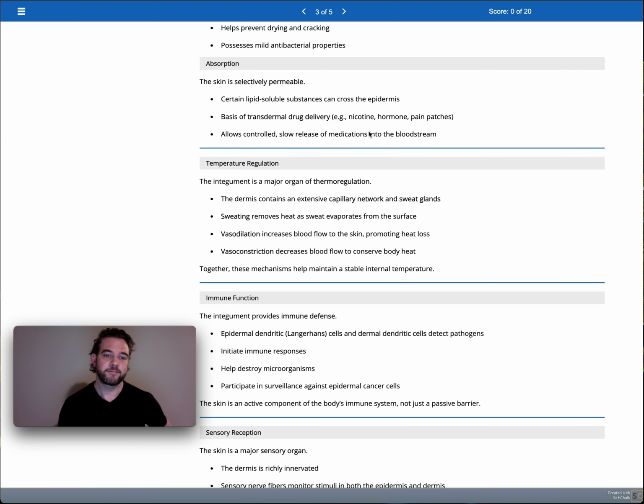So skin is involved in temperature regulation. Again, that's what that sweating is used for. Sweating helps to cool us down. And so it's the major organ for thermoregulation, our skin. We have a lot of capillaries in our dermis. Again, it's our largest organ, so it has typically a large blood supply. And we have sweat glands. So both of these things are going to contribute to thermoregulation.